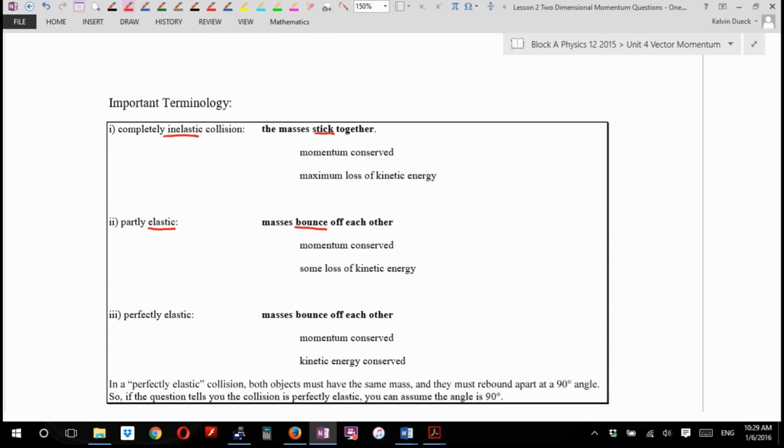Now, I also wrote some subnotes here. You'll notice in all collisions, momentum is conserved. There's a special type of collision called a perfectly elastic collision where the masses bounce off and kinetic energy is conserved. That used to be important on the provincial exam. I'm really going to scribble that out, scribble the word partly, scribble the word completely. I really want you to know the terms inelastic and elastic, and I want you to realize that kinetic energy is not conserved. Total energy is conserved. Momentum is conserved. But you don't need to get into all that stuff there.